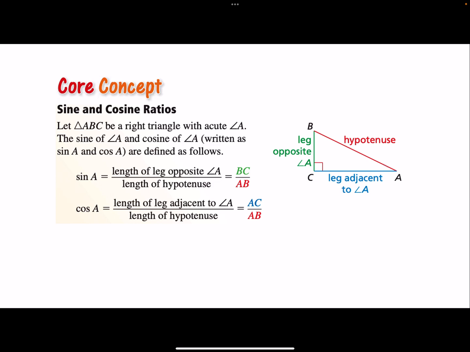Remember that acronym I told you about in the beginning slides? SOHCAHTOA? What do you think SO means?